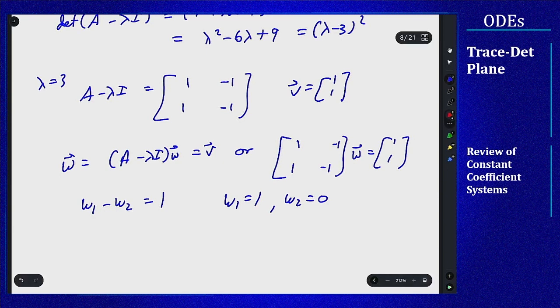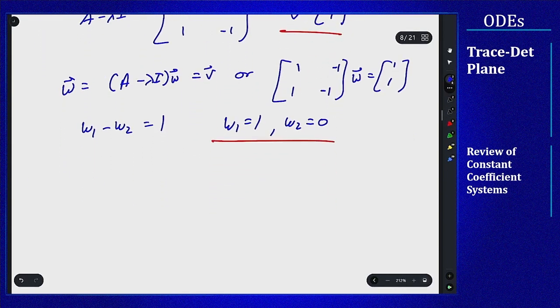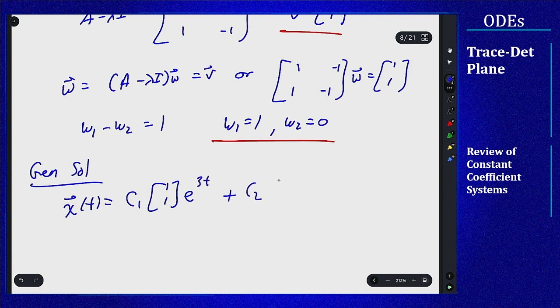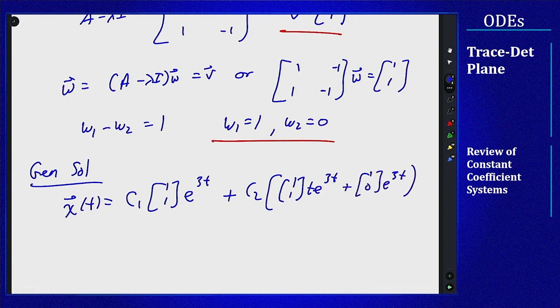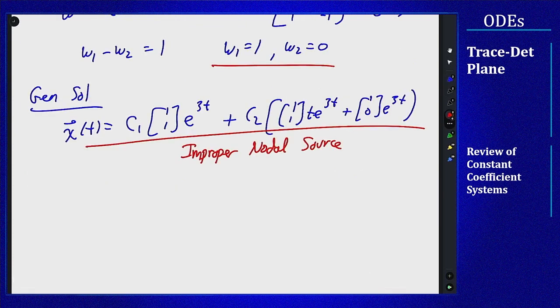So with this choice of W and our V right here, our general solution is going to be x of t equals C1 times eigenvector (1, 1) e to the 3t plus C2 times [eigenvector t e to the 3t plus our generalized eigenvector e to the 3t]. Now, because these are e to the 3t, it's all positive numbers, this will be an improper nodal source. And so our phase portrait should show that.